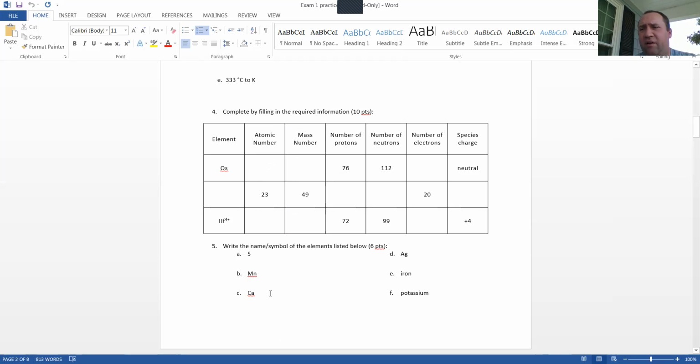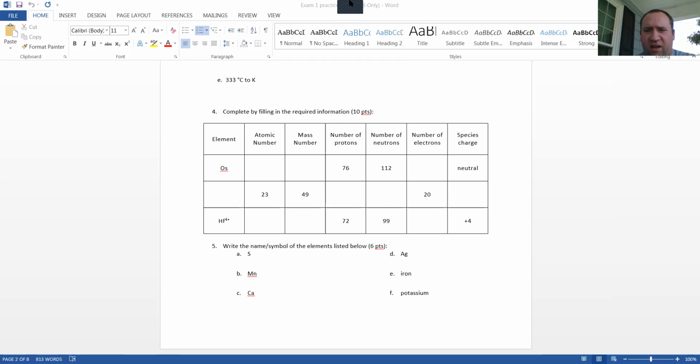If you're looking at a periodic table and you see a number with decimal places, that is its average atomic mass. Its average atomic mass is not its mass number. It is not its atomic number. Okay, that's where I'm getting confused.